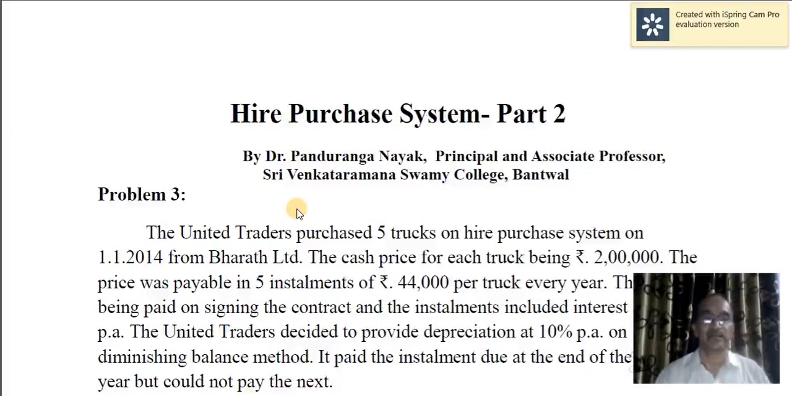Already I have explained to you about repossession of the goods by the hire seller. The repossession could be in two ways, that is complete repossession and partial repossession. Complete repossession you already understood earlier. Now I am explaining partial repossession. Already I have given you the theoretical background and how the journal entries are recorded in the books of hire purchaser and hire vendor. And I already solved two problems on partial repossession.